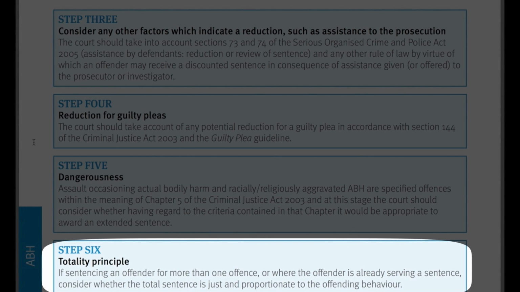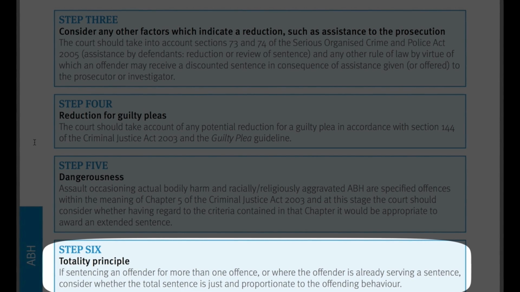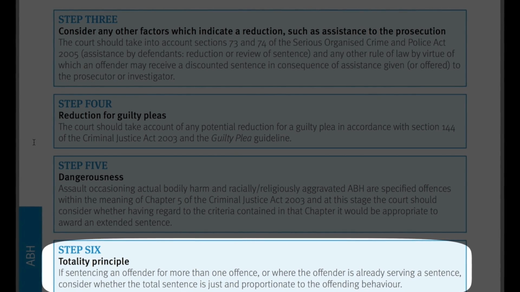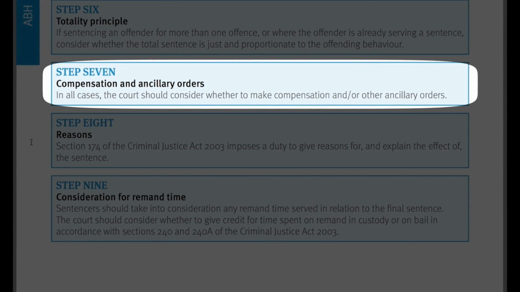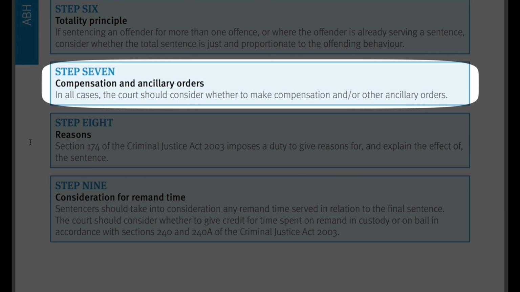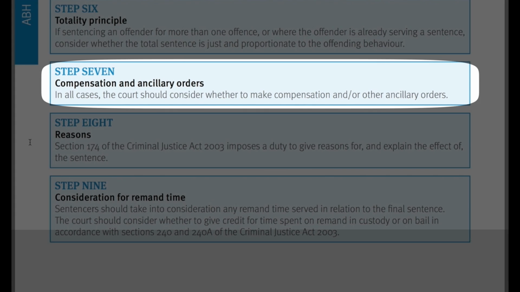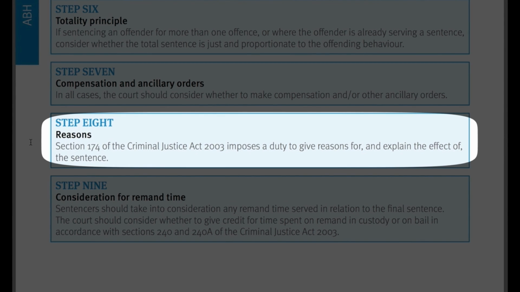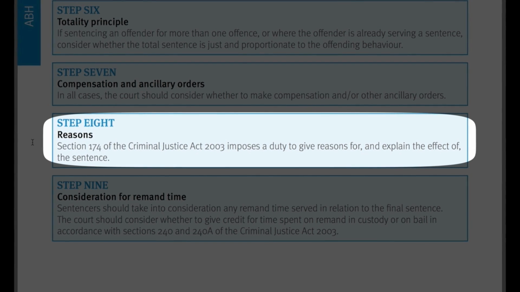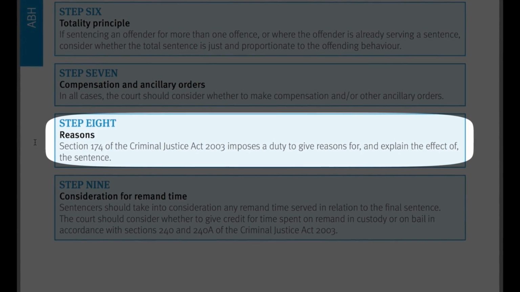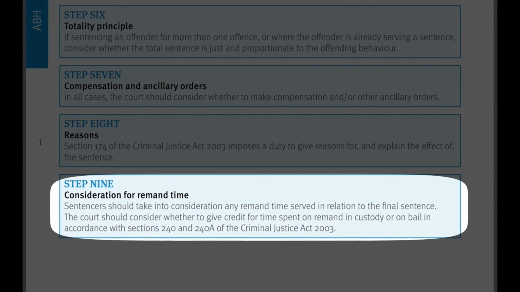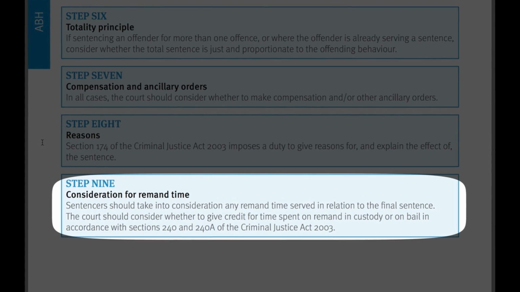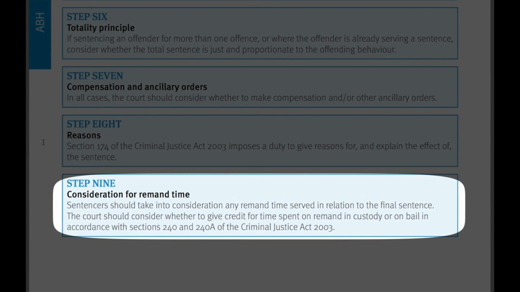Step 6 would be to consider the totality principle. If sentencing the offender for more than one offence, ensure that the total sentence is a just and proportionate response to the offending behaviour. In Step 7, the court may require the offender to compensate the victim, for example, for the items which the offender stole from the victim's store. Step 8, in respect of Section 174 of the Criminal Justice Act 2003, the judge is required to give reasons for and explain the effect of the sentence. Step 9 would require the consideration of any time already served on remand in relation to the final sentence and to give credit for that time.